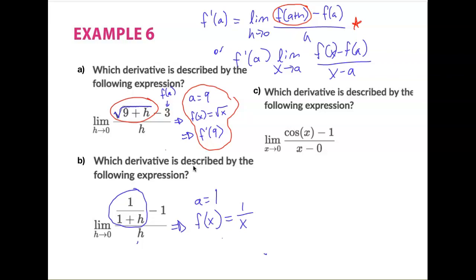And then to us, it looks like they're asking for f prime at 1. We can verify that because that should be f of 1. And if we plug in 1 to the function that we said it was, we'd get 1 over 1, which is 1, right? So this is our answer.